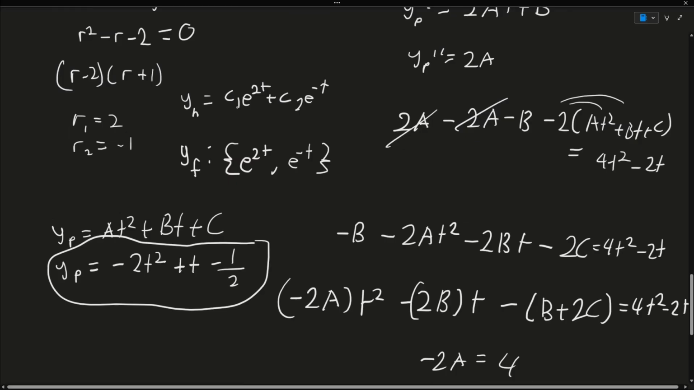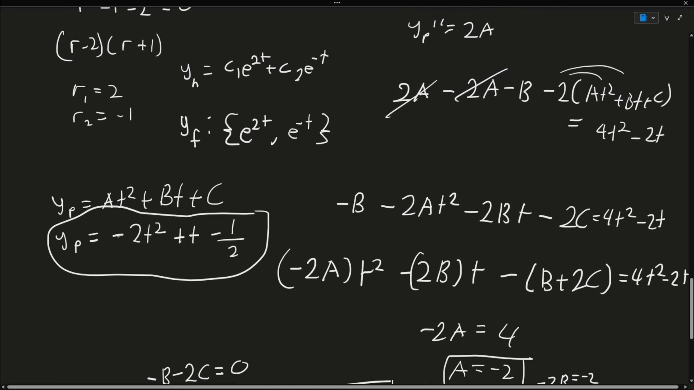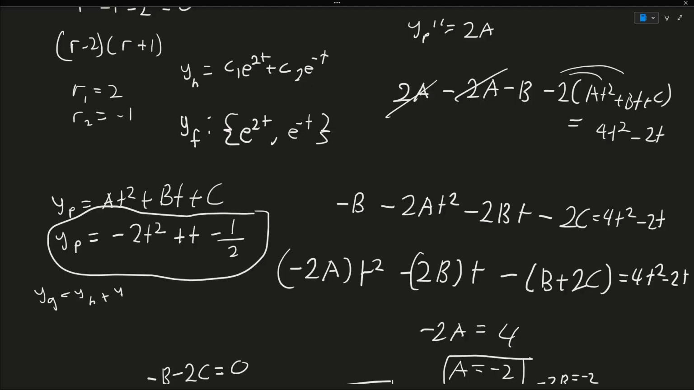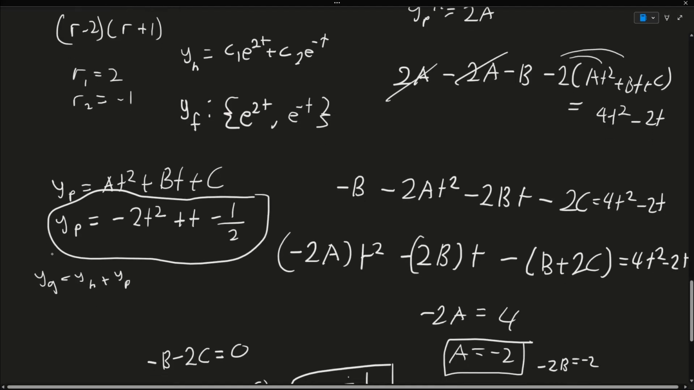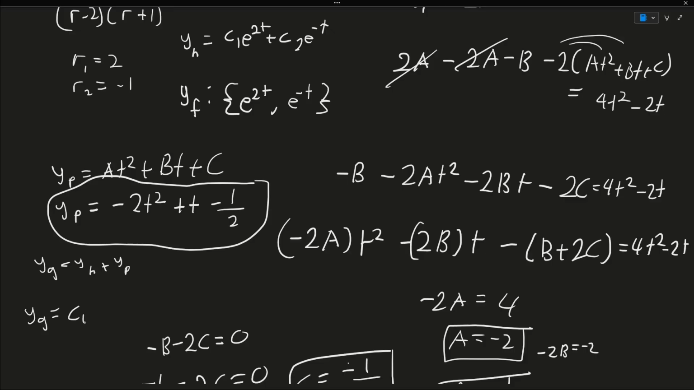Now our solution for this differential equation will be yh, homogeneous, plus y particular. So y general equals yh plus yp. And now our general solution will be the homogeneous solution first, c1 e to the 2t plus c2 e to the minus t. This is the homogeneous solution. And now we're going to add the particular solution.